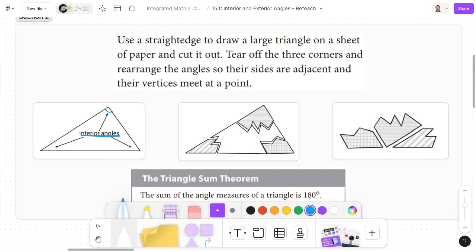So this one is interior angle 1, this is interior angle 2, this is interior angle 3. Let's say this is A, this one is B, this one is C. So the total of the three angles is equal to what? Angle A plus angle B plus angle C is equal to 180. So the summation of the interior angles of any triangle is always 180.